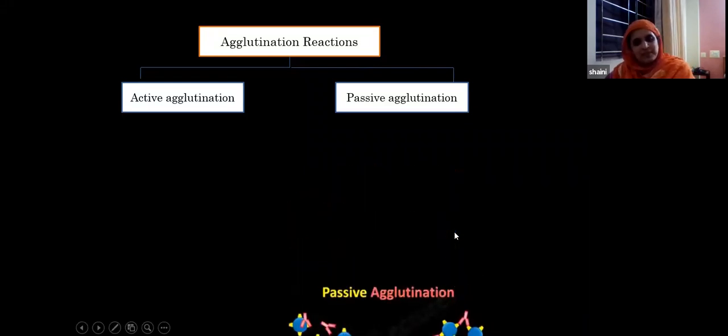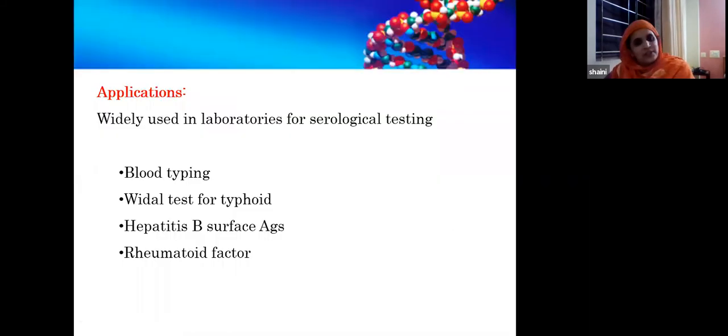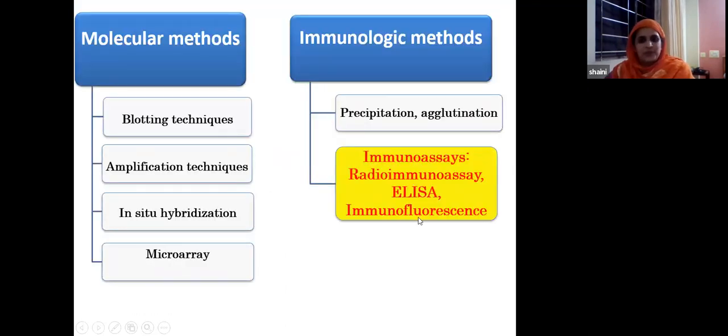This also can be seen by the naked eye. These agglutination reactions are still widely used in laboratories for serological testing. Blood typing, ABO blood typing, all of us would have done that in our physiology labs at some point. ABO blood typing depends on agglutination. Widal test for typhoid, hepatitis surface antigens, rheumatoid factor are not usually done with agglutination now. You use other methods, like radioimmunoassays.